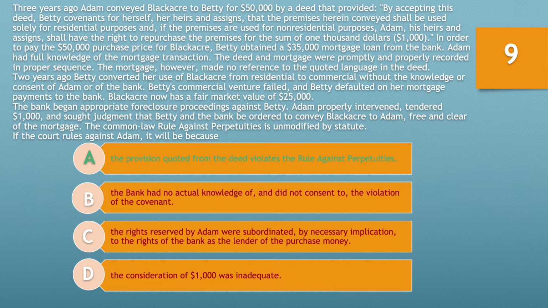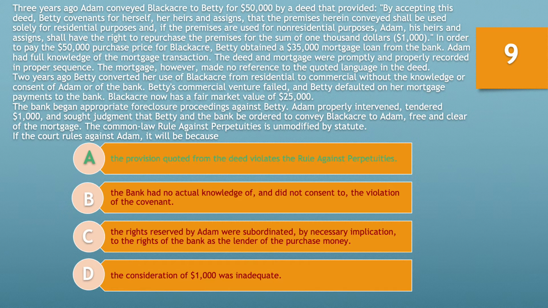Here, we have a future interest which is conveyed, and includes a future interest which is retained by Adam, who is the grantor. So the rule against perpetuities seems like it doesn't in fact apply. However, the question itself asks if the court rules against Adam, it'll be because, so we have to analyze from that perspective.